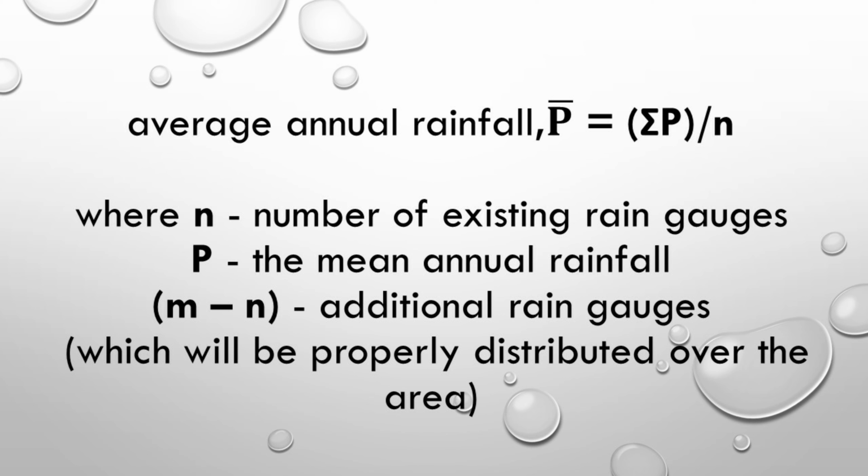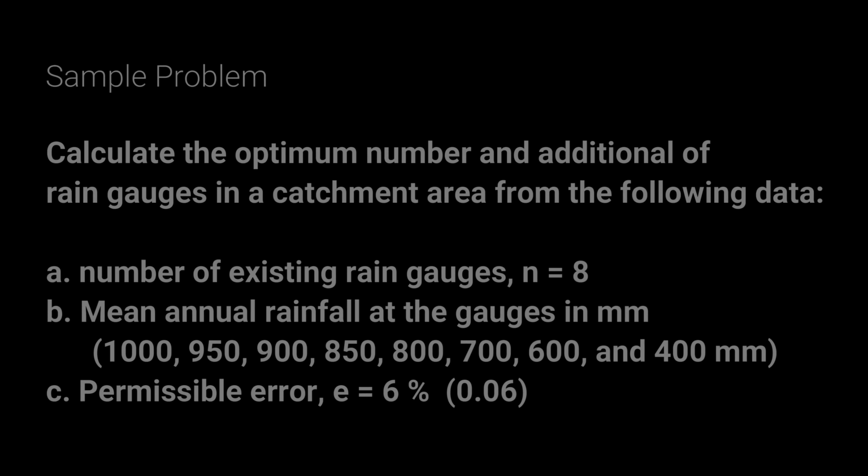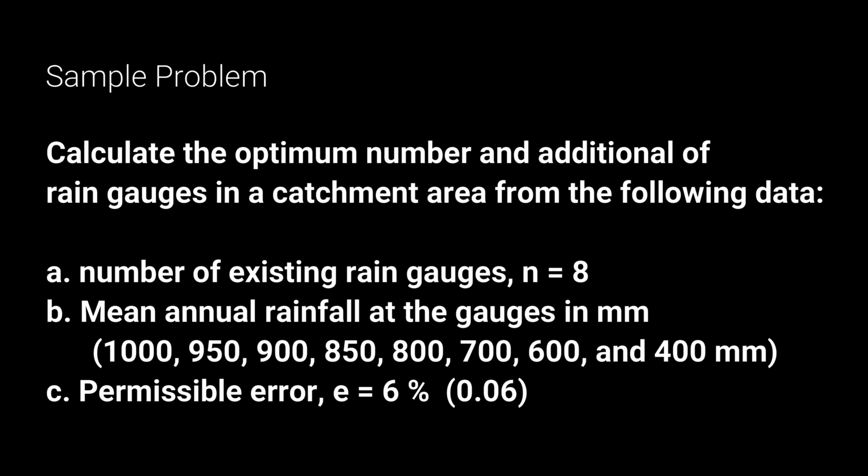The additional rain gauges will be M minus N, which will be properly distributed over the area. So let's try sample problem number 1. Calculate the optimum number and additional rain gauges in a catchment area from the following data.